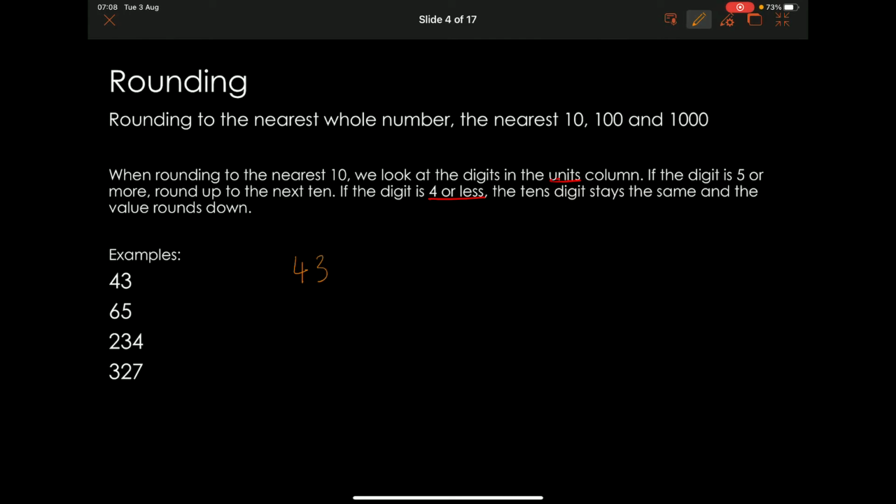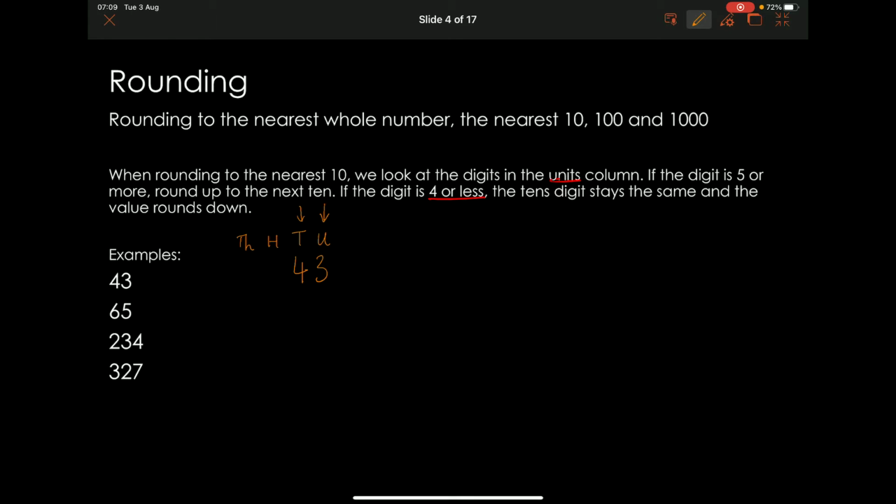43. Remember, we look at the number in the units column. We must remember that this is units, this is tens. If we had any more, there'd be hundreds, maybe thousands. But it was always the units column. When we're doing to the nearest 10, this is the tens column. It's always the value next to that.